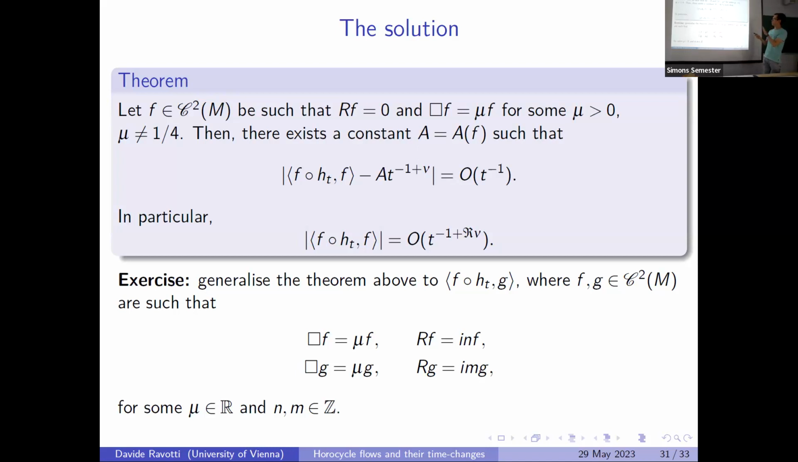Imagine that I give you an eigenfunction of the Casimir for this value mu. Then nu here is the square root of 1 minus 4 mu. So if mu is less than 1/4, then this term is going to be t to the minus 1 plus the square root of 1 minus 4 mu. If mu is larger than 1/4, then this is going to be just t to the minus 1. So if your eigenfunction has a very large eigenvalue, then the self-correlation decays like t to the minus 1. And they are actually asymptotic to t to the minus 1.